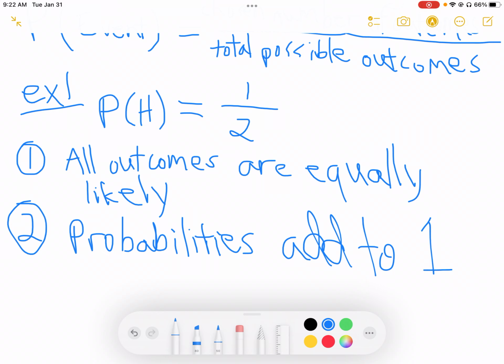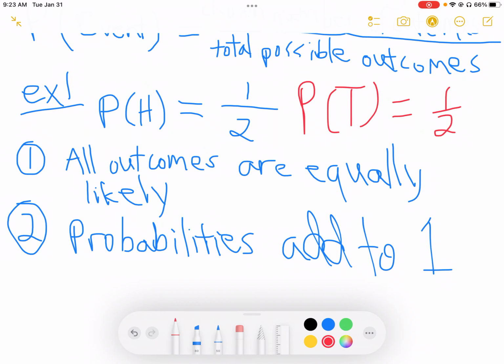If I go back to my example 1, probability of heads, well, the probability of tails would be the exact same thing, 1/2. If I add 1/2 and 1/2 together, I get the number 1. Pretty simple here.